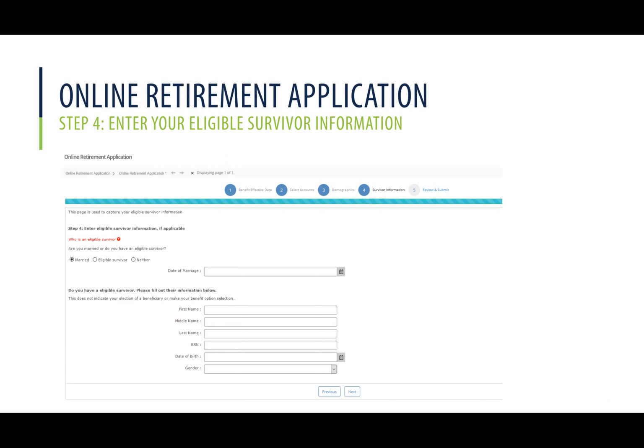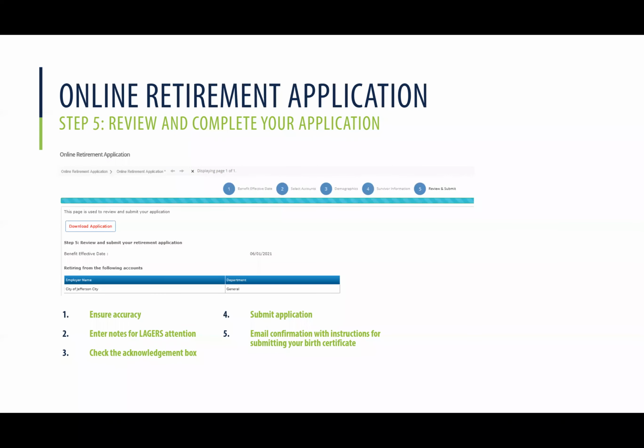So if you have someone that meets those criteria, a spouse of more than 2 years or another person over 40 that you provide more than half support for at least 2 years prior to retirement, then you're going to enter their information here so that we have it on file. Once you're done there, you click next. And then step 5, you're really just going to review everything, make sure it all looks accurate. If not, go back a step and fix it. There will be a box where you can enter notes. So if there's anything that you need us to know about your application or your situation, feel free to put notes there.